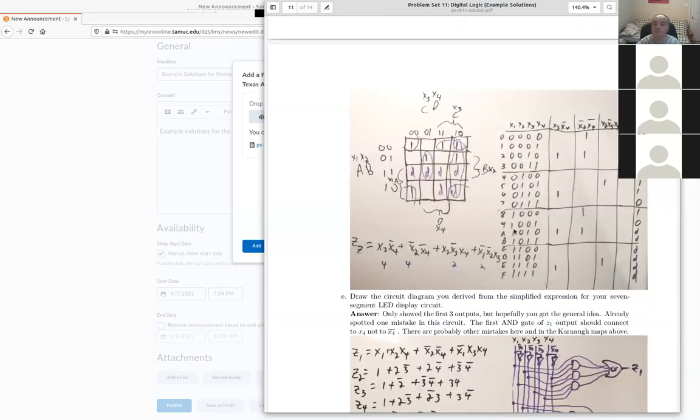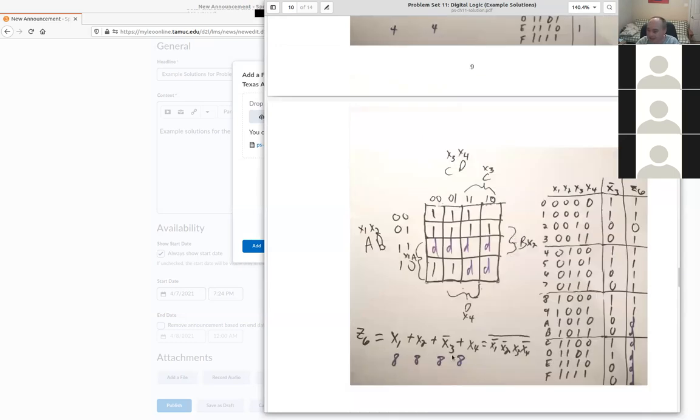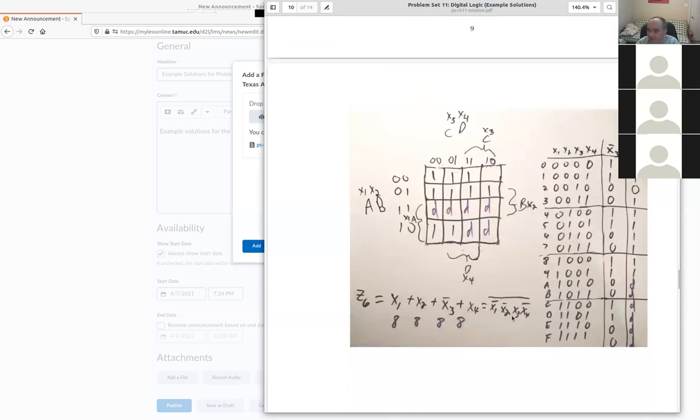Professor, I got only three terms for Z6. Did you find another one that was easier? I grouped the first two columns as one, the second and third columns as another group, and the second and third rows as another group. So in that way, we get only three terms. That's true, right?